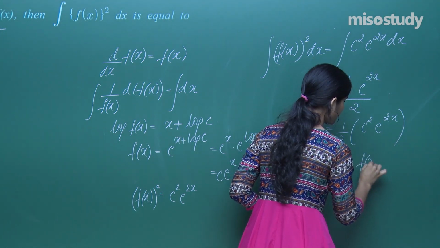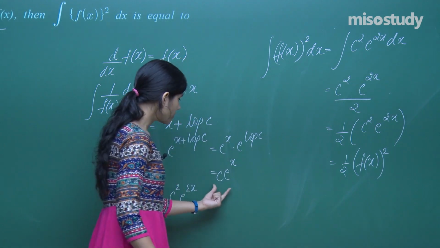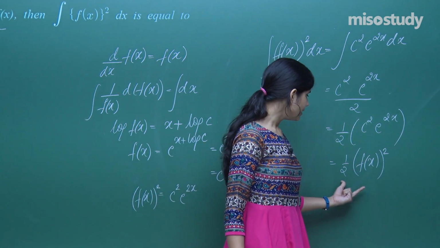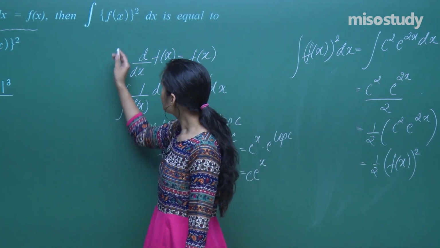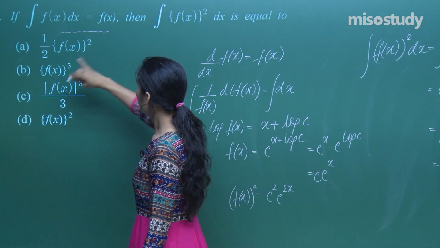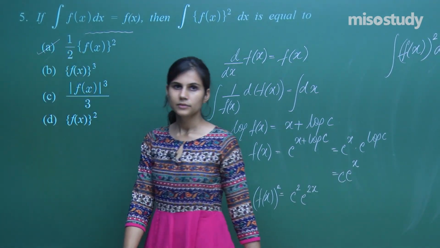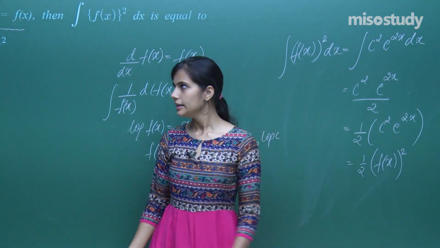And your answer comes out to be 1 by 2 c square into e to the power 2x, which actually is this. f(x) whole square is this, f(x) whole square, c square into e to the power 2x into 1 by 2 is what is the integration, right? So integration of f(x) whole square dx is what? 1 by 2 f(x) whole square, right? Just this 1 by 2 is going to come out, rest f(x) whole square remains the same. Clear?